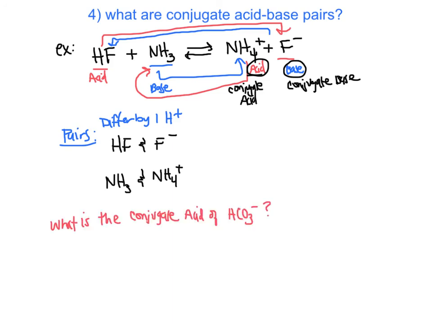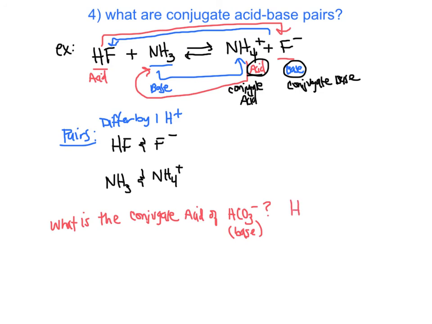I not only will have you identify acids, bases, and conjugate acids and conjugate bases from an equation, but I might ask a question like this. What is the conjugate acid of HCO3 minus? Notice I've asked you for the conjugate acid of this substance, which hopefully clues you in to the fact that this substance is acting as a base, and so its pair is going to be a conjugate acid. They have to differ by 1 hydrogen ion, and the conjugate acid has to act as an acid.